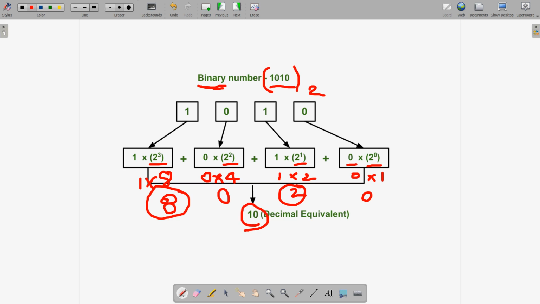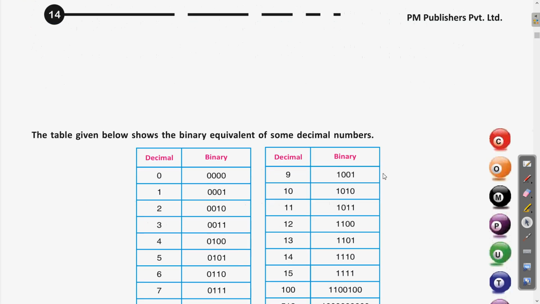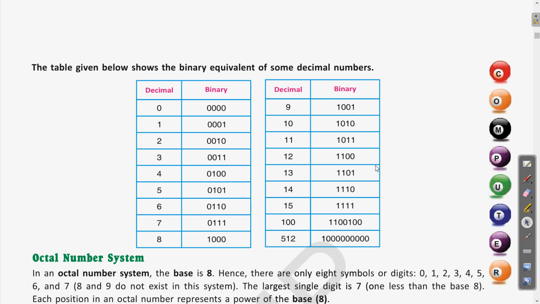So this binary number is equivalent to 10 in the decimal number system. That is why you can write that the decimal equivalent of this binary is 10, and outside the bracket you can write the base, that is 10. Clear? So this way we are converting the number into the decimal number system. Clear? Okay, now let us move further.